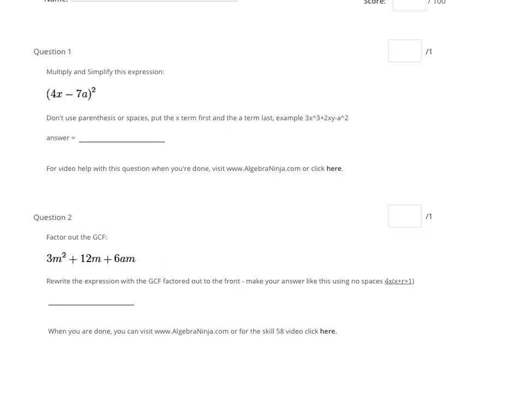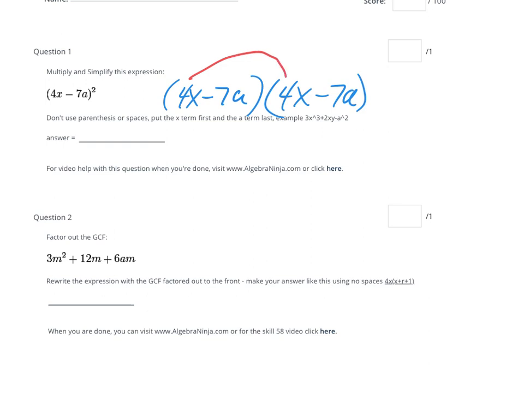Okay, so let's see how you're doing. If you look up on the screen, you'll see I've got the same PDF as you do. I hope you knew that this was 4x minus 7a times 4x minus 7a. And we're trying to make it a little bit of a challenge. So let's just distribute this out.